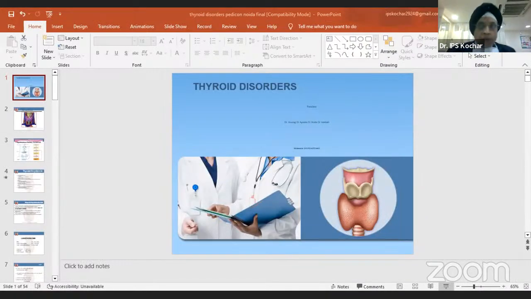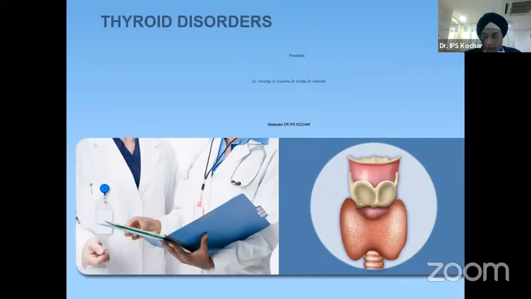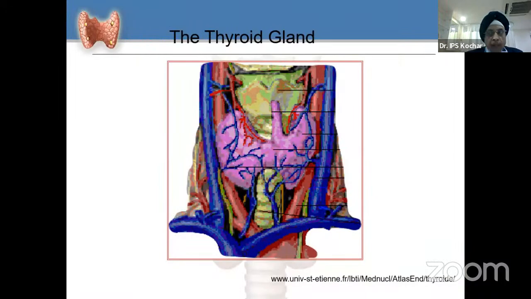Today I'll be talking about thyroid disorder in children. The thyroid gland is a butterfly-shaped gland found in front of the neck. Its basic function is to produce thyroid hormones, which are very important for carrying on the basic metabolic functions of the body. All the functions of the body, in fact, depend on the thyroid hormone. Thyroxine, T4, T3, and TSH are involved. We'll talk more about this in the next slides. The thyroid gland is a very important structure.